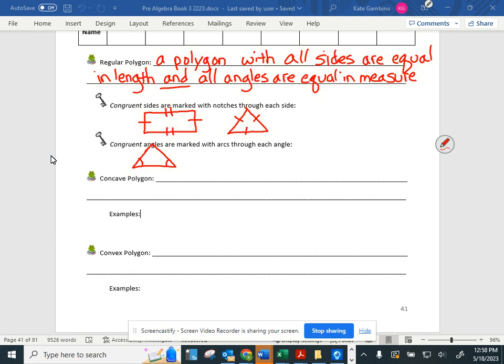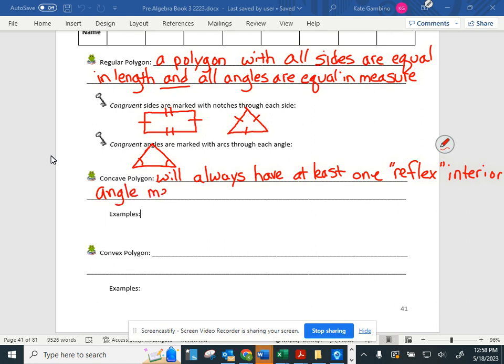A concave polygon will always have at least one, we call it a reflex interior angle. I'm going to show you what that means. Interior angle measure between 180 degrees and 360 degrees.